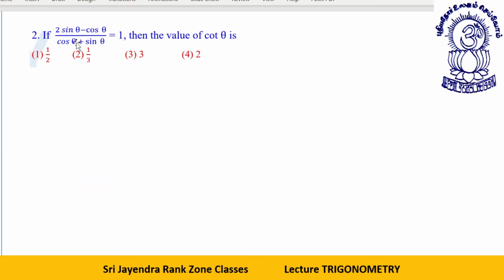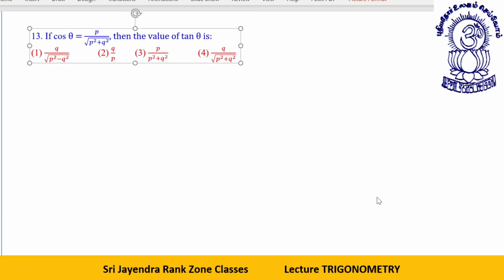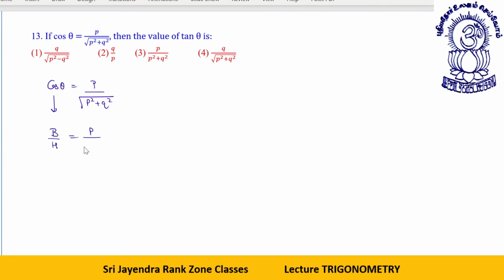Let's take one more. Cos theta, you are being told, is P by root of P square plus Q square. Cos theta is what? Base by hypotenuse, which is P by under root P square plus Q square. Clearly you see, dear students, H is under root perpendicular square plus base square.